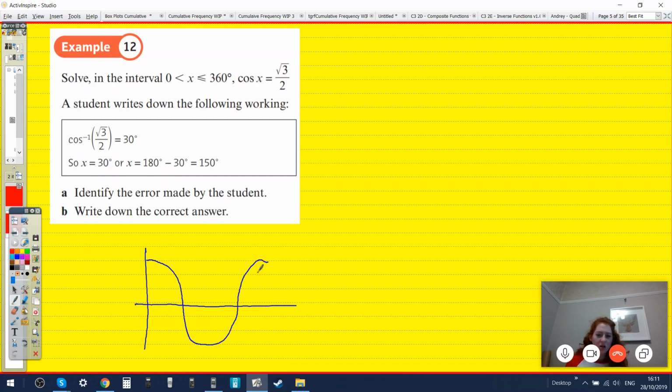Is it 90? No. For this one, because the line is in the middle, it will be 360 minus first. So, oh okay, so sine is 180 minus and cosine is 360 minus. Right, okay. So that's the error made by the student, and then write down the correct answer.